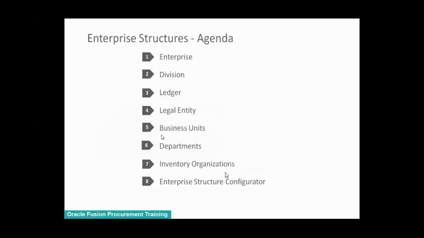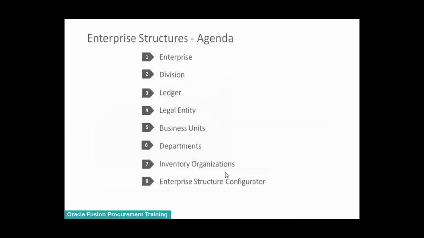Coming to the business unit, operating unit is replaced with the business unit. In EBS we call it operating unit, but here we call it business unit. Much more scalability has been provided at the business unit level. In EBS most of our transactions are controlled at the operating unit level, so our scope is limited to the operating unit only, but it is scalable here in Fusion.